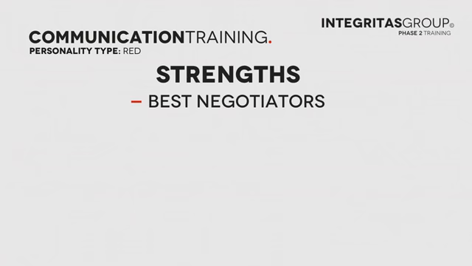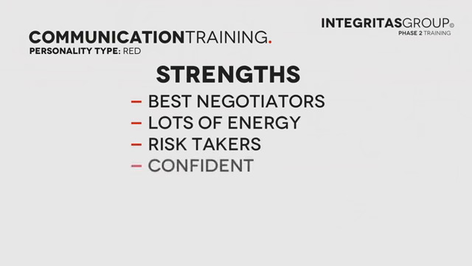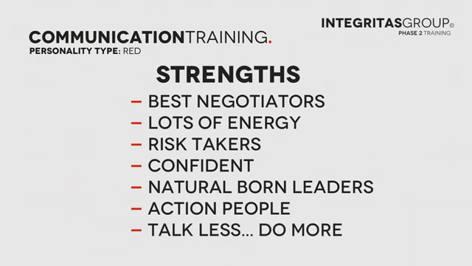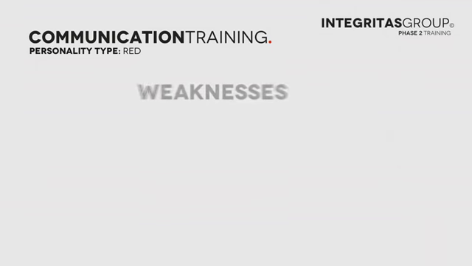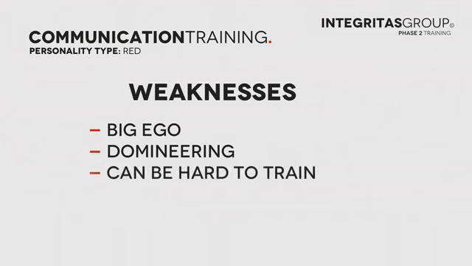Now, some things I want to cover as far as reds, just to give you a guide, because this is how you can spot reds and understand them. The strengths of reds: they're the best negotiators. They usually have lots of energy. They're the risk takers. They're confident. They're always the natural born leaders. They're action people. They don't talk a lot. They just do it. They're independent. Now, as far as weaknesses, they tend to have a big ego. They can be domineering, and they can be really hard to teach and train.